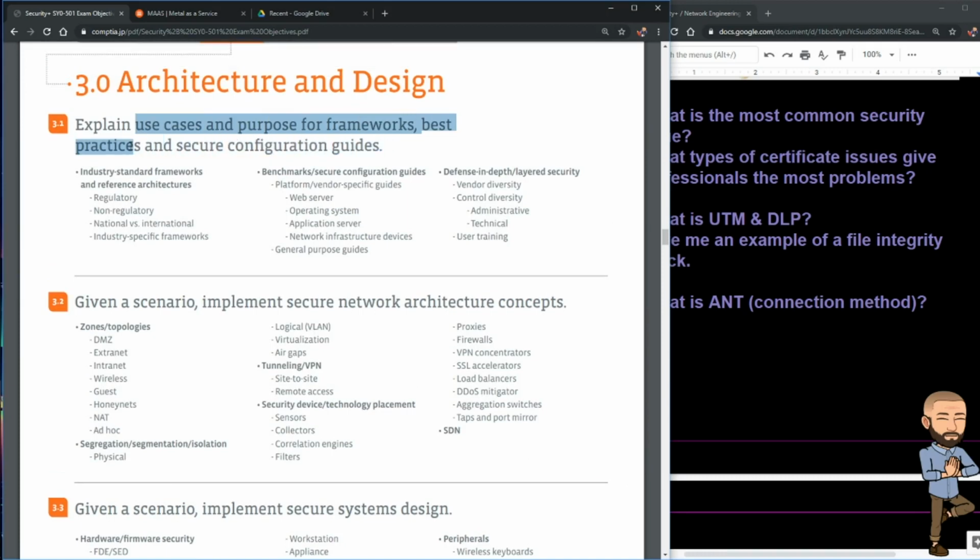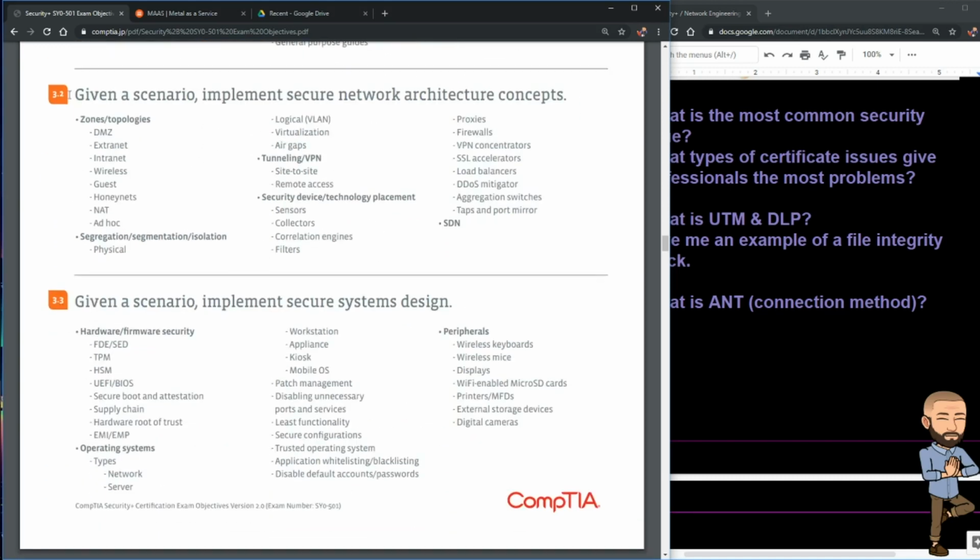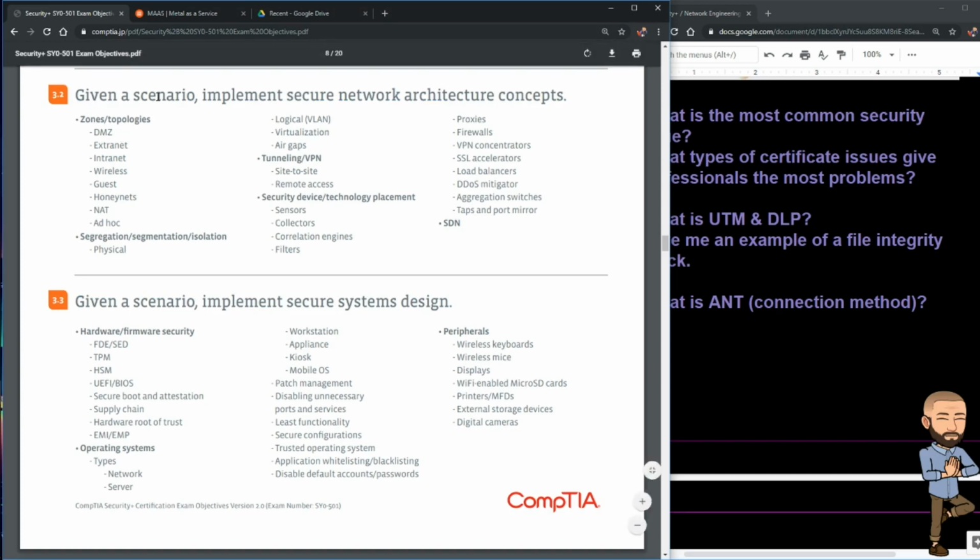That includes best practices and secure configuration guides. So a lot of fun compliance stuff there, it looks like. Now the standard that I determined is tricky: given a scenario, implement secure network architecture concepts.